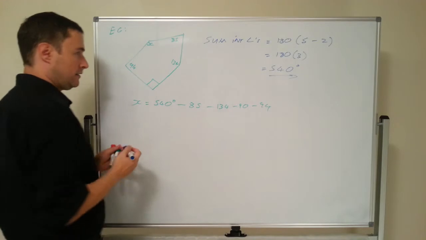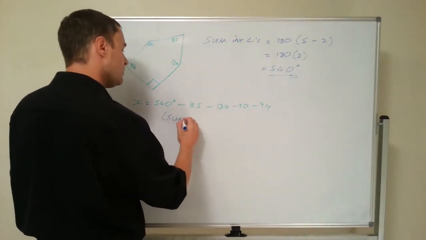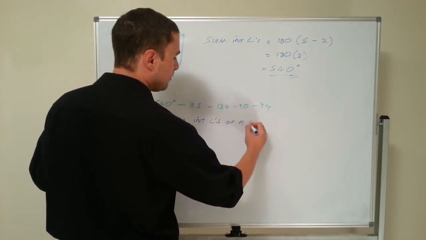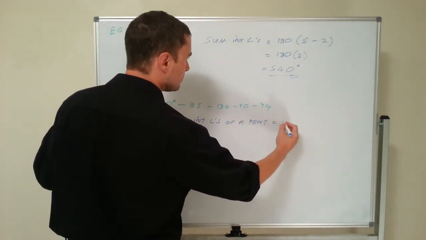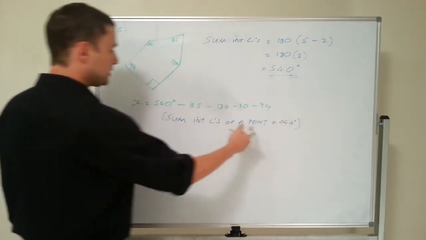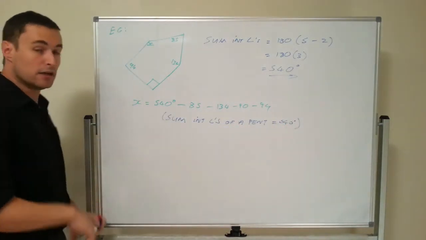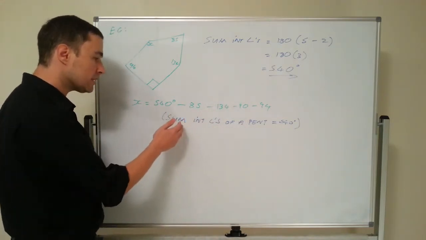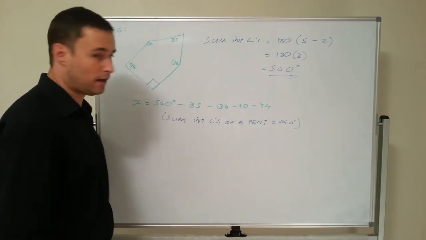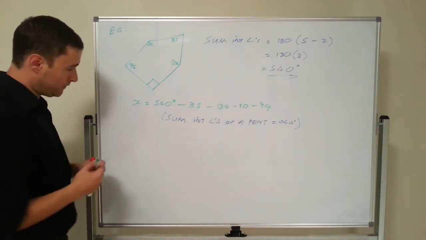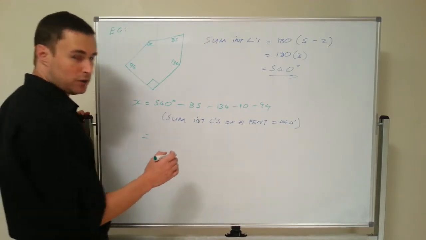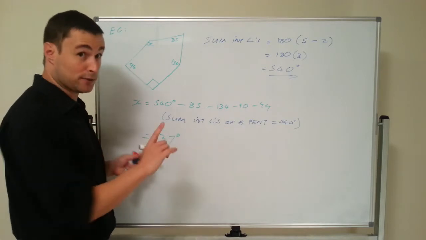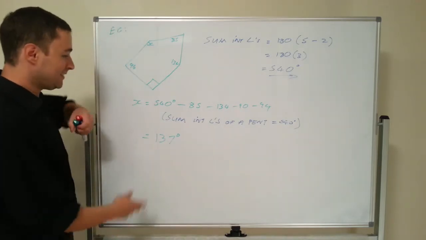Why can I say that? The sum of internal angles of a pentagon equals 540 degrees. That's my reason. That's why I can write this down. Don't take it for granted that because I'm writing it down, it must be obvious that I know that. The point of this is to understand that you have to give the reason for this. Plug this into your calculator, or if you've got time, do it by hand, and you get x equals 137 degrees. I worked this out before because I don't trust myself up here. So x equals 137 degrees.